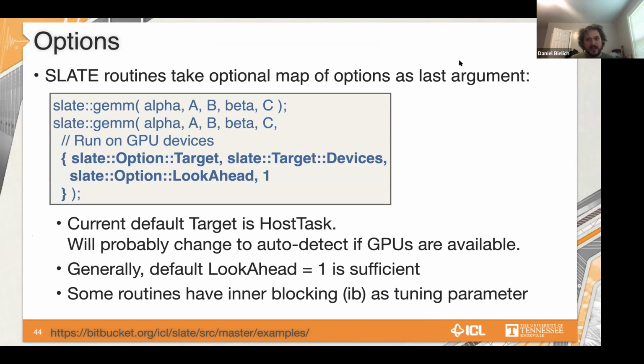So for one, we have this lookahead idea. You can feed the number of lookaheads that you want, so that if you have any idle CPU or GPUs working, they can look ahead and do a little bit of pre-work to get better performance out of your routine. Similarly, specific routines have additional parameters. So geqrf, the QR factorization, has this inner blocking parameter, IB, which you can tune to get better performance for your application.